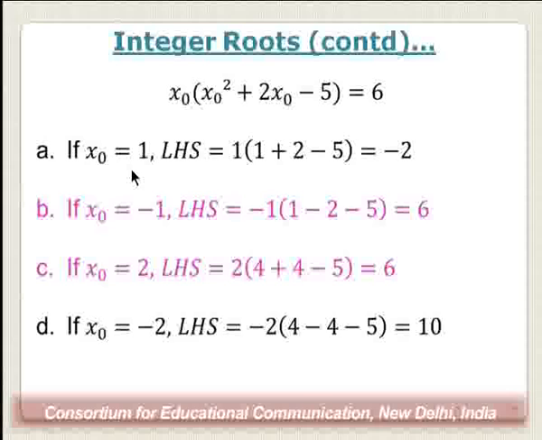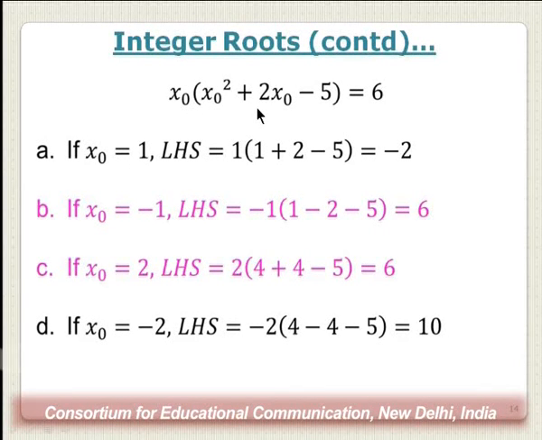Let's take the value 1. If x naught is equal to 1, then my left hand side becomes 1 times (1 plus 2 minus 5), which is then 1 times minus 2, which is minus 2. Now, if x naught is equal to minus 1, then our left hand side becomes minus 1 times (x naught squared is 1, plus 2x naught, which is minus 2, minus 5), and then that will give us 1 minus 2 is minus 1, minus 5 is minus 6, times minus 1, which is 6, and that then gives us one of our integer roots, which is minus 1.